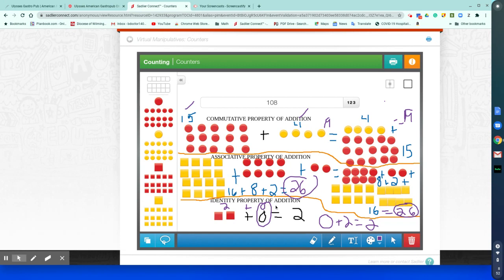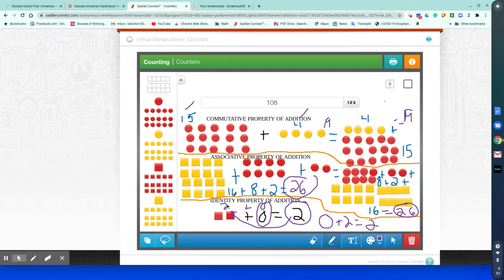With the identity property of addition, this one's kind of easy because basically we call this the zero property of addition. In the zero property of addition, when we add zero to any number, that is going to equal the number in that expression.